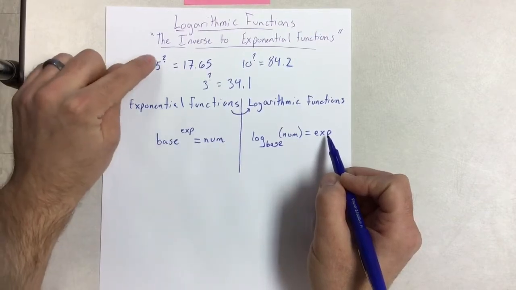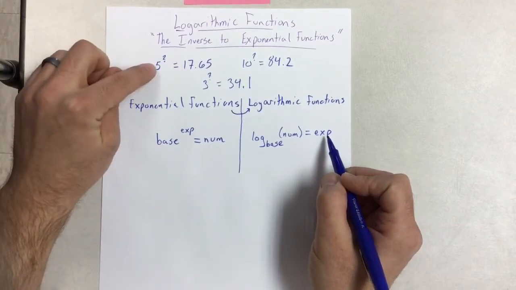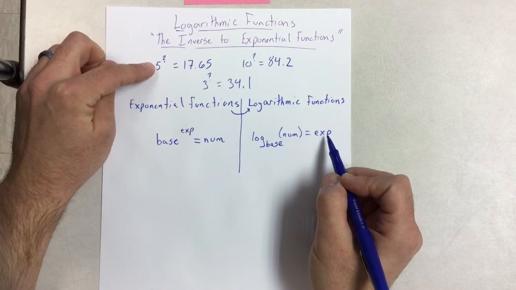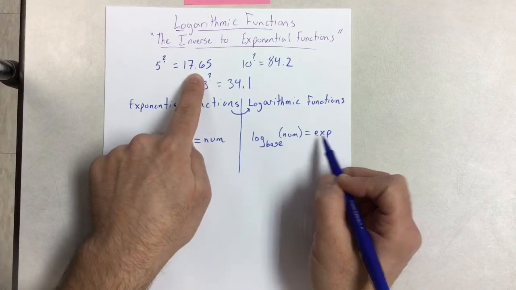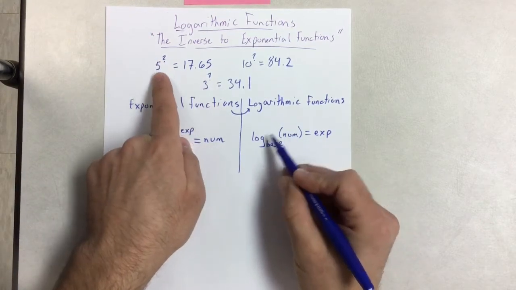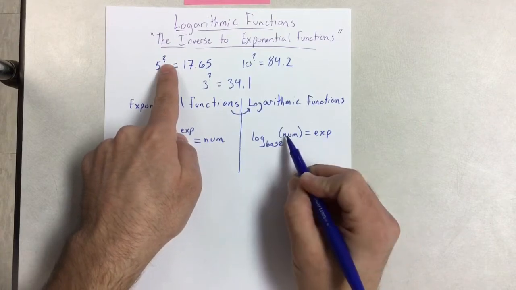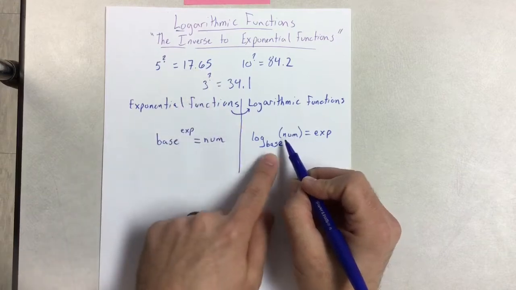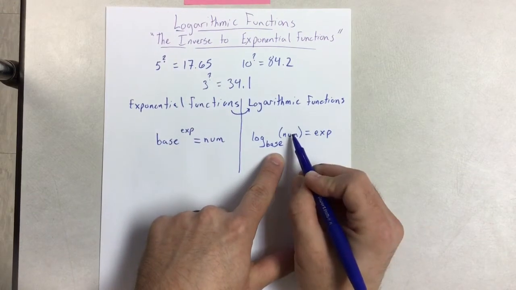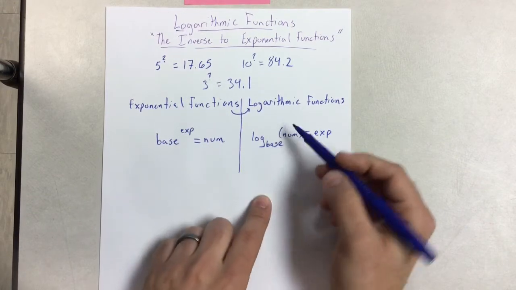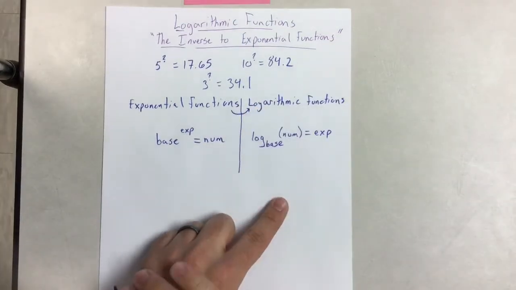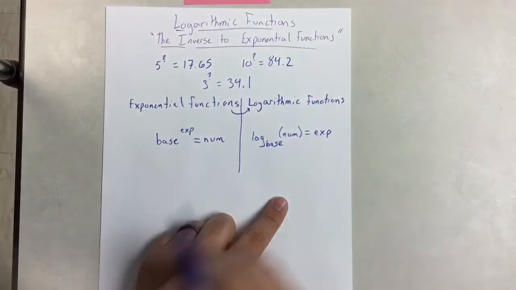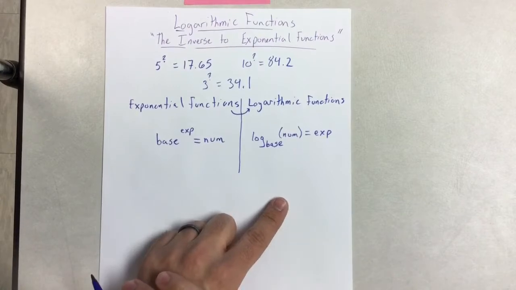So if I take the log of, say, log base 5 of 17.65, what I get as a result is the exponent that would yield this number. So base, exponent, number. It kind of works in reverse to exponential functions, and that should make sense since the two are inverses of each other.